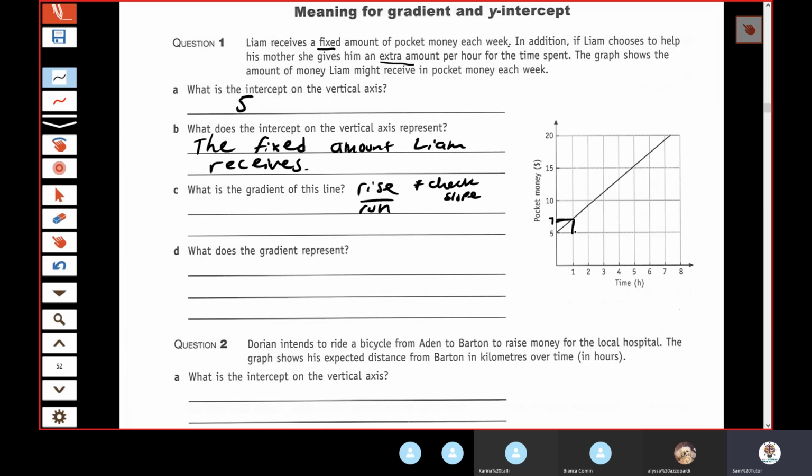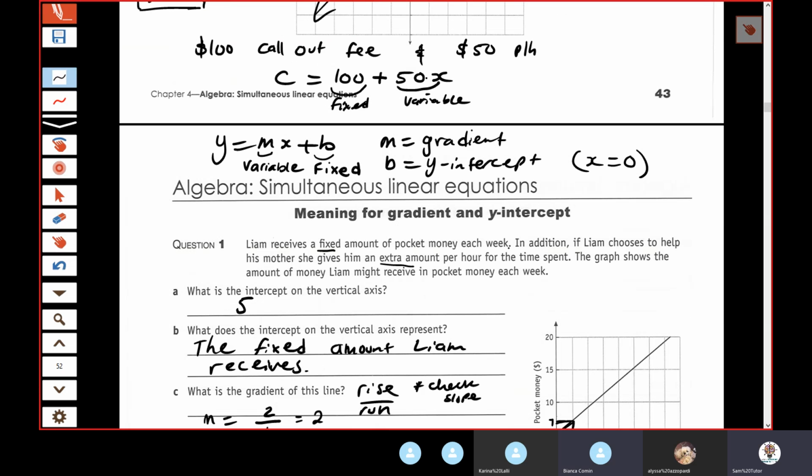All good. And then there's my little right angle triangle this way or this way, however you guys see it. What's my rise from here to here? 2. Over my run, which is 2. Right? What does the gradient represent? So I want to say it. Liam's. Think of this guy. What does my gradient represent?